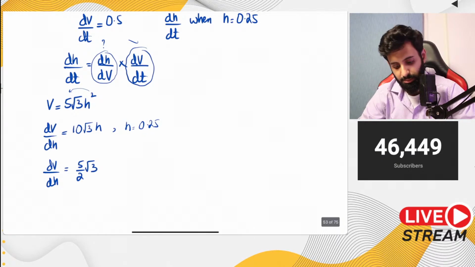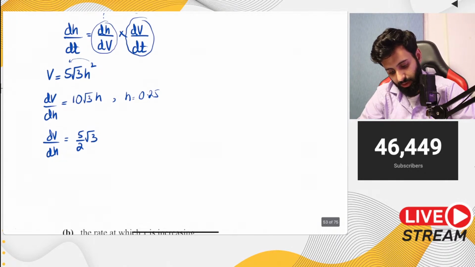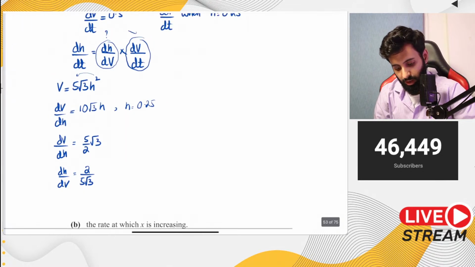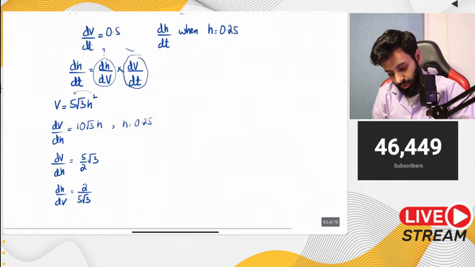Yep, reciprocal, simple. So if dv upon dh is 5 upon 2 under root 3, then dh upon dv will simply be the reciprocal of it, okay? So it's going to be 2 upon 5 under root 3. So we've taken the reciprocal now, okay? Now we have everything we need in order to find out dh upon dt, so we're going to do that.